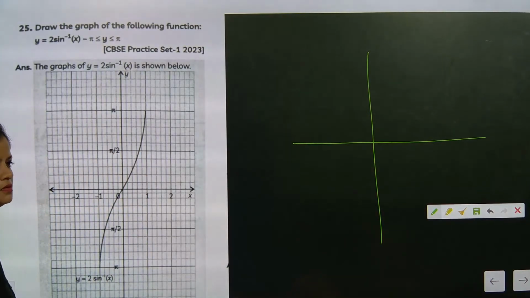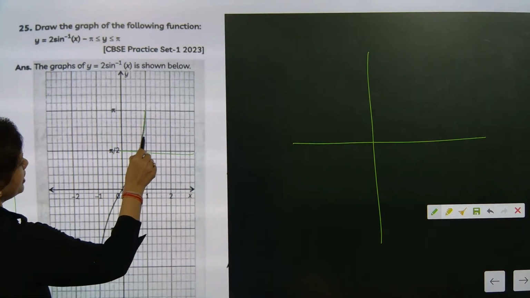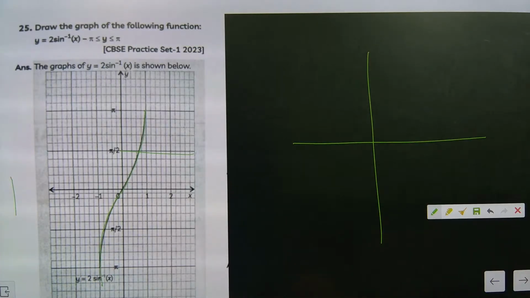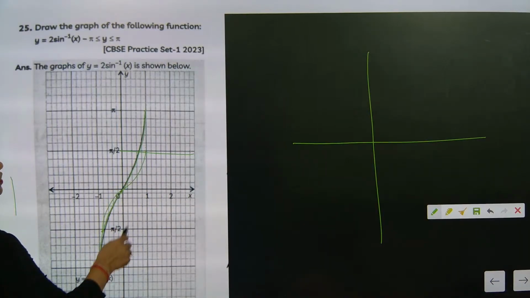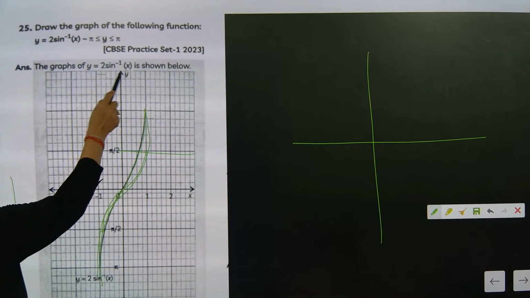So now look here. When somebody asks you, understand this. See, they have given 2 sine inverse x. When they ask you 2 sine inverse x, please check the graph. Sine inverse x was lying between minus pi by 2 and pi by 2, so 2 sine inverse x is lying between minus pi and plus pi. Remember 2 sine inverse x.